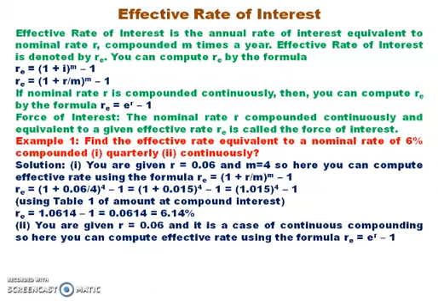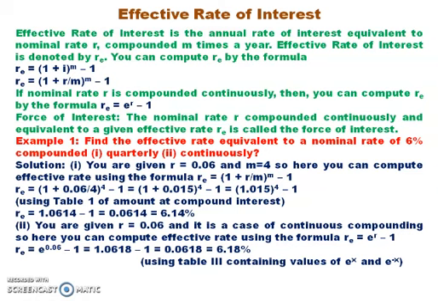Now second part, you are given R is equal to 0.06 and it is a case of continuous compounding. So here you can compute effective rate using the formula RE is equal to e raised to power R minus 1. When you put values here, you get RE is equal to e raised to power 0.06 minus 1, and the value of e raised to power 0.06 you can compute either using logarithm or from table 3 containing values of e^x and e^(-x), and its value is 1.0618. When you use this value, you get RE is equal to 6.18%.